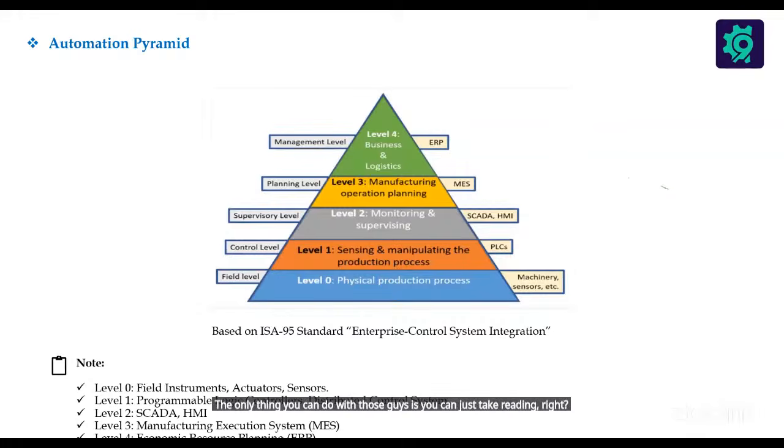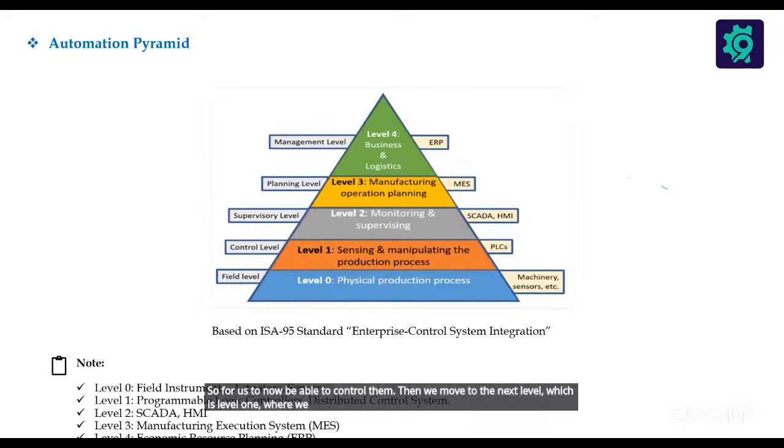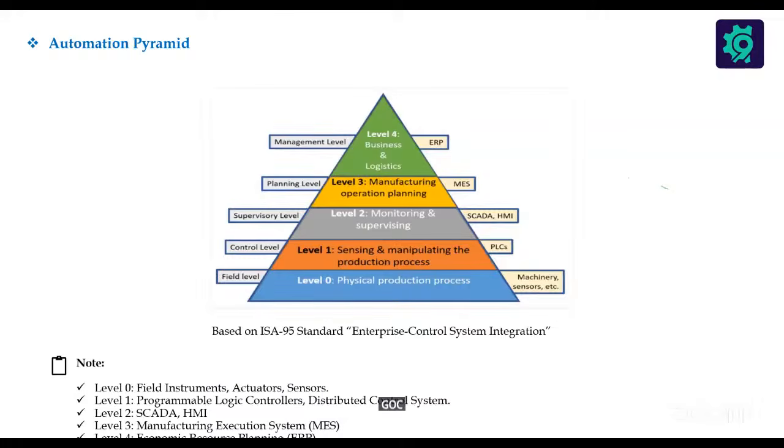For us to now be able to control them, we move to the next level, level 1, which we call the control level, right? On the control level, that's where you have things like your PLC and your DCS, because this is where you perform the control of your production process. This is the level where you carry out the control of your production process.